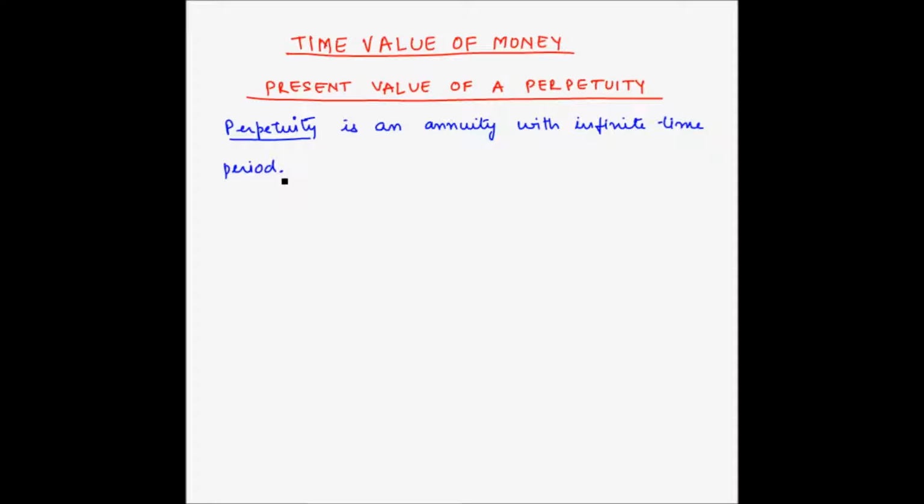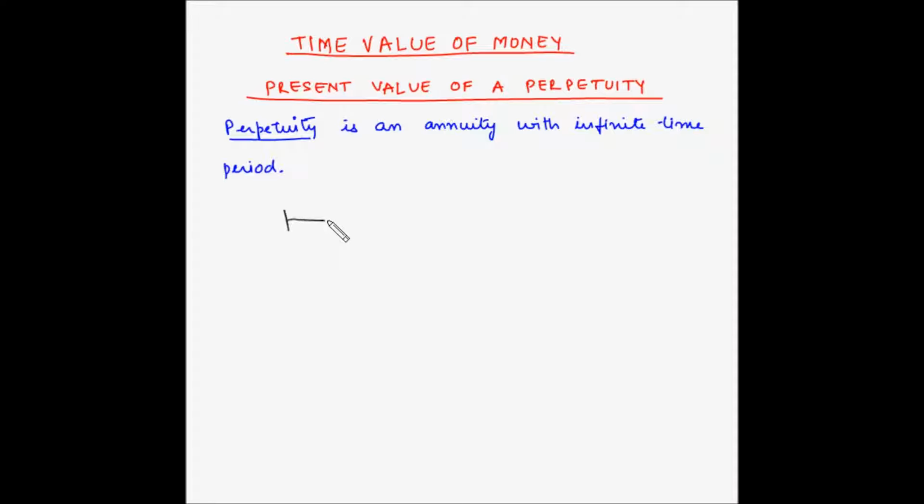So either the perpetuity can have the same equal payments every period, or they can have growing payments, as we have seen earlier in the video for growing annuities. Now, in order to understand how to find the present value of a perpetuity, let us first understand how the calculations work in case of an ordinary annuity. So let's take an example of an ordinary annuity.